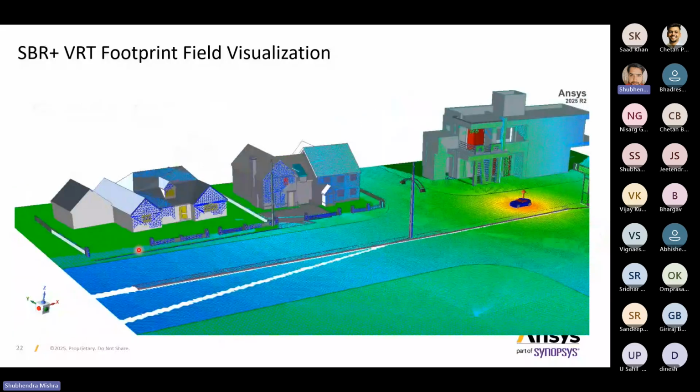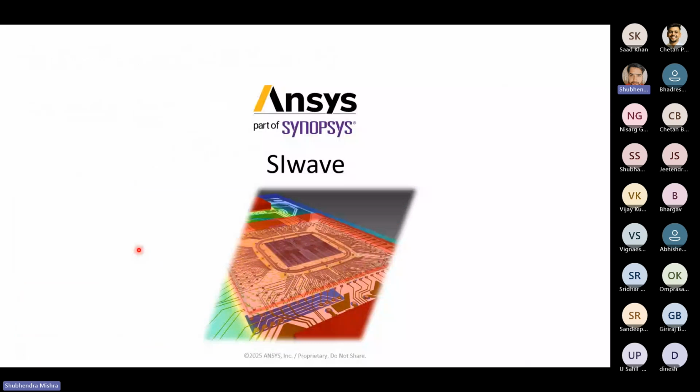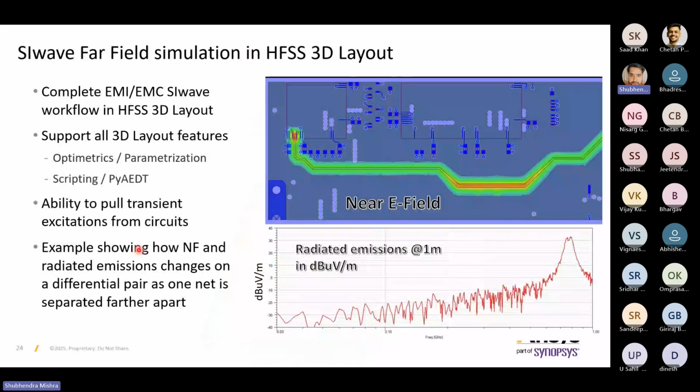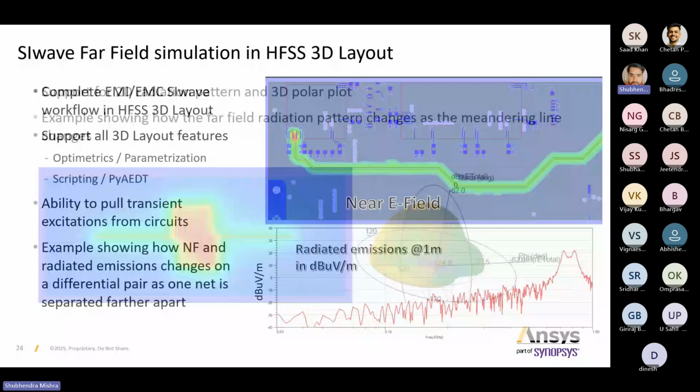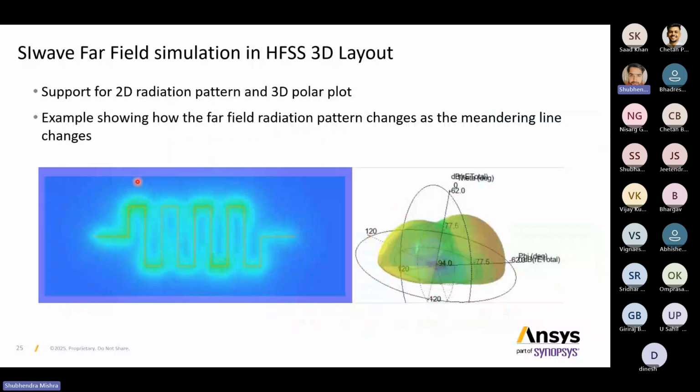So this was for HFSS. Now, if you are moving to SIwave, coupling with HFSS 3D Layout is now easier. If you are performing some scripting or any type of things, you can directly couple it with HFSS 3D Layout. If you want to visualize far field patterns or near field patterns, you can visualize that in SIwave. Now SIwave far field simulation is supported in HFSS 3D Layout, where you can directly couple from SIwave to your 3D layout and visualize those far field patterns.